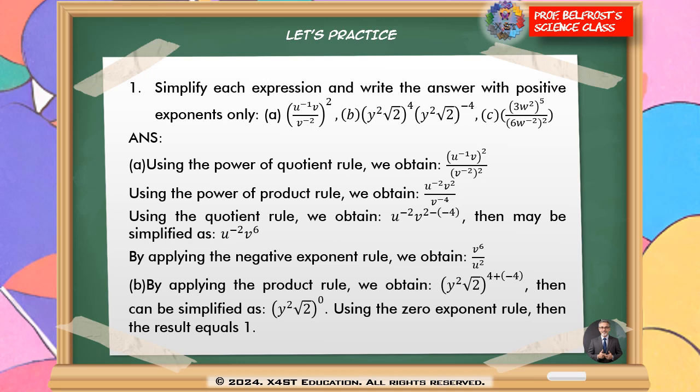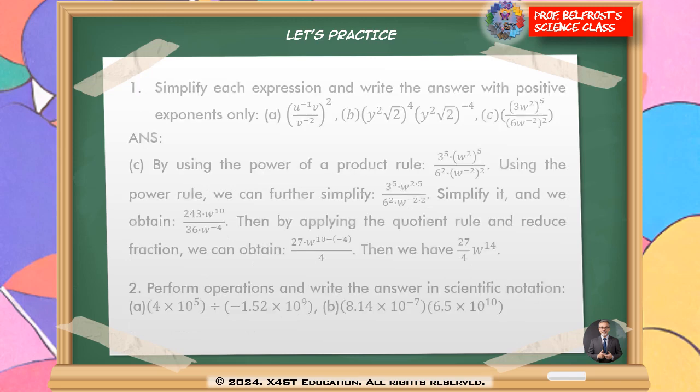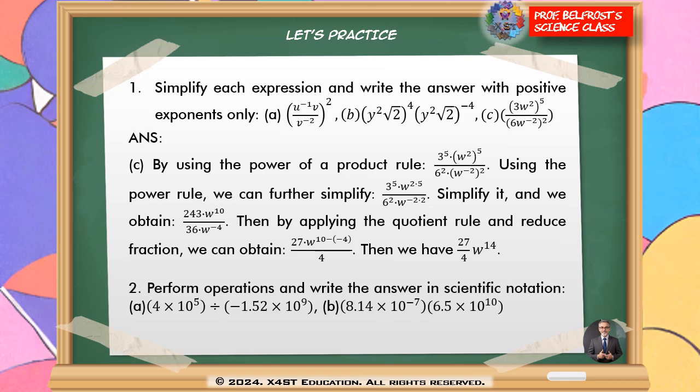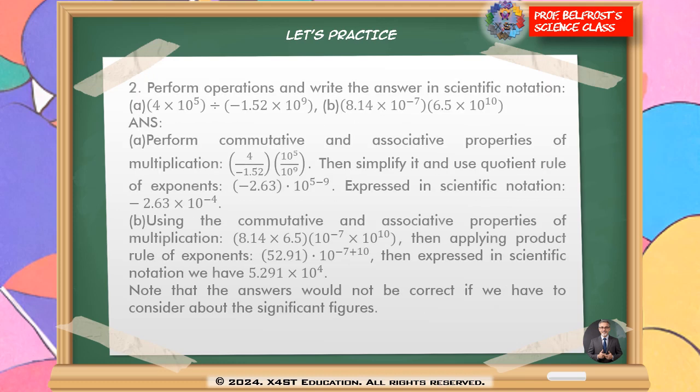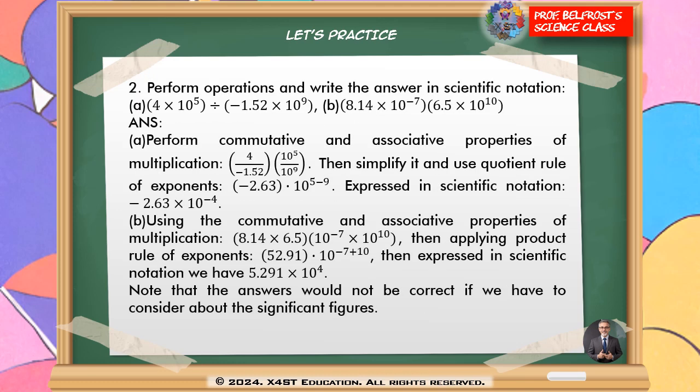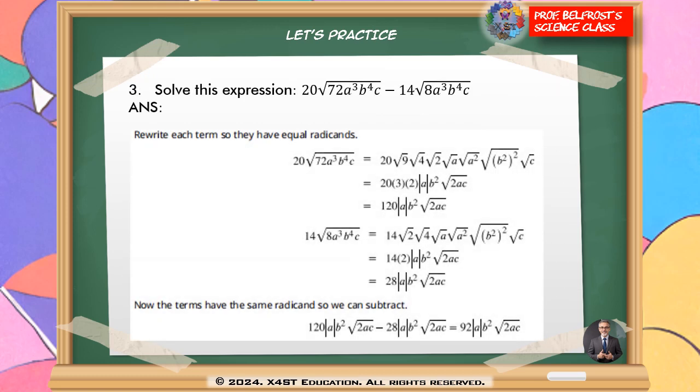Okay, so this is the first. This is still the first, but this is the solution for C. Okay, and this is for the scientific notation. This is the second. Okay, this is the solution, and this is the third. This is the last one, for the expressions that have radicals. Okay.